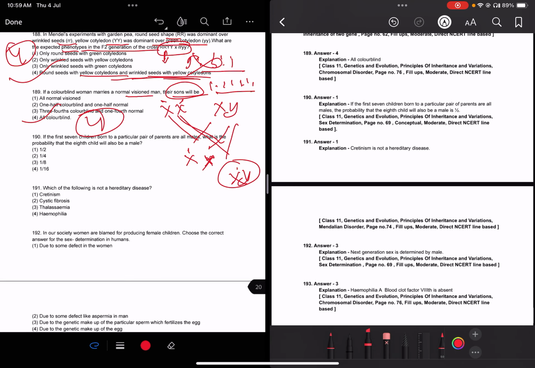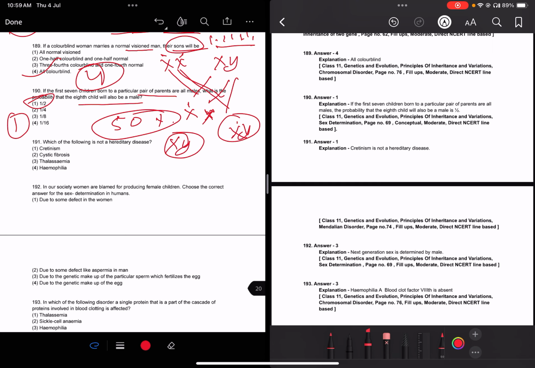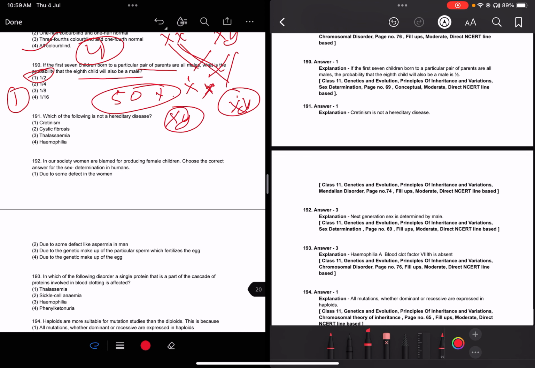190 question. If the first 7 children born to a particular pair of parents are all males, what is the probability that the 8th child will also be male? Always 50%. Male and female probability is always 50%, 1 by 2. No, irrespective, even if it becomes 15 children, it is always a 50% chance.